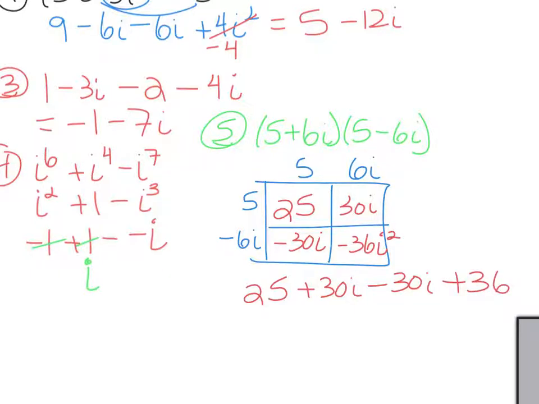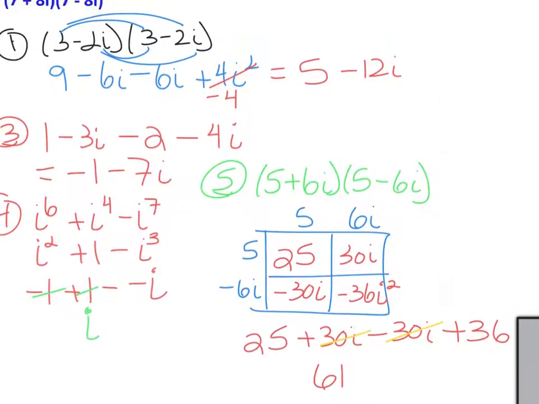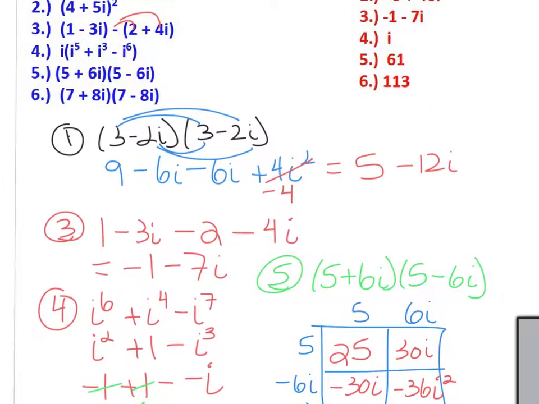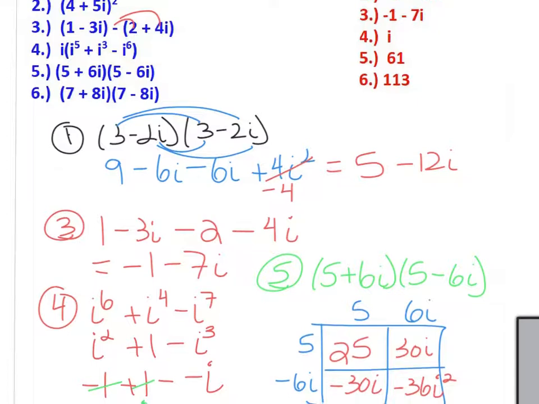Because we multiplied complex conjugates, the 30i and the -30i are 0, and we are left with a real number of 61. And the same thing happens for number 6. We get 113.